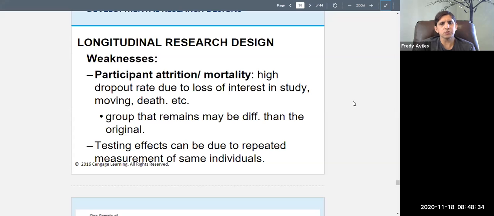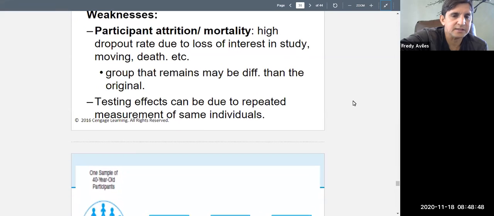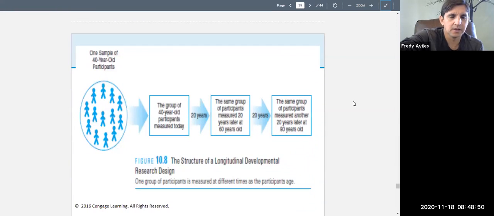Testing effects can be due to repeated measurements of the same individuals. There's also testing effects. You test the same individuals multiple times, and they've seen the test more than once. So because of that, they may get better at it, or they may not take it seriously, whatever it is, but that's a testing effect.